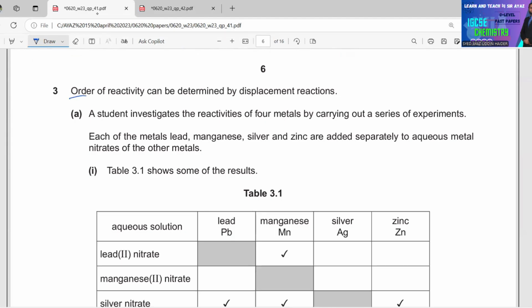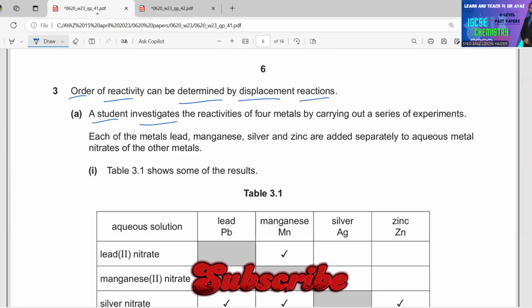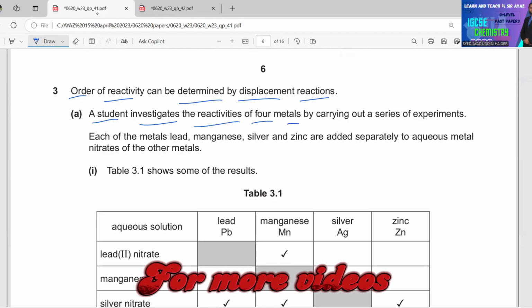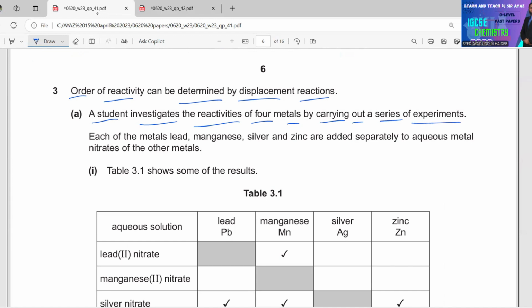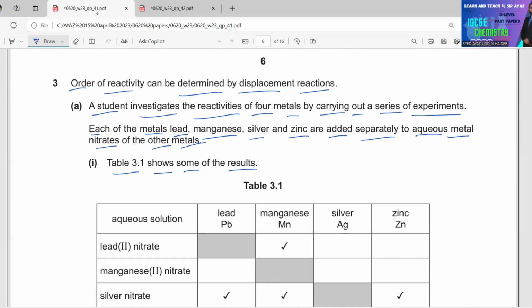Question number 3. Order of reactivity can be determined by displacement reactions. Part A, a student investigates the reactivities of 4 metals by carrying out a series of experiments. Each of the metals, lead, manganese, silver, and zinc, are added separately to aqueous metal nitrates of the other metals. Number one, table 3.1 shows some of the results. So here's table 3.1.